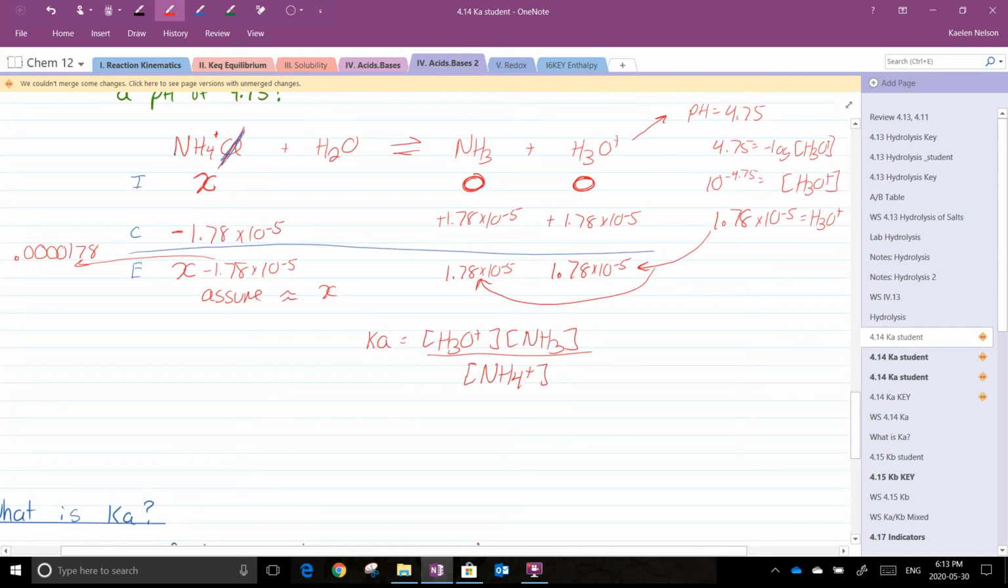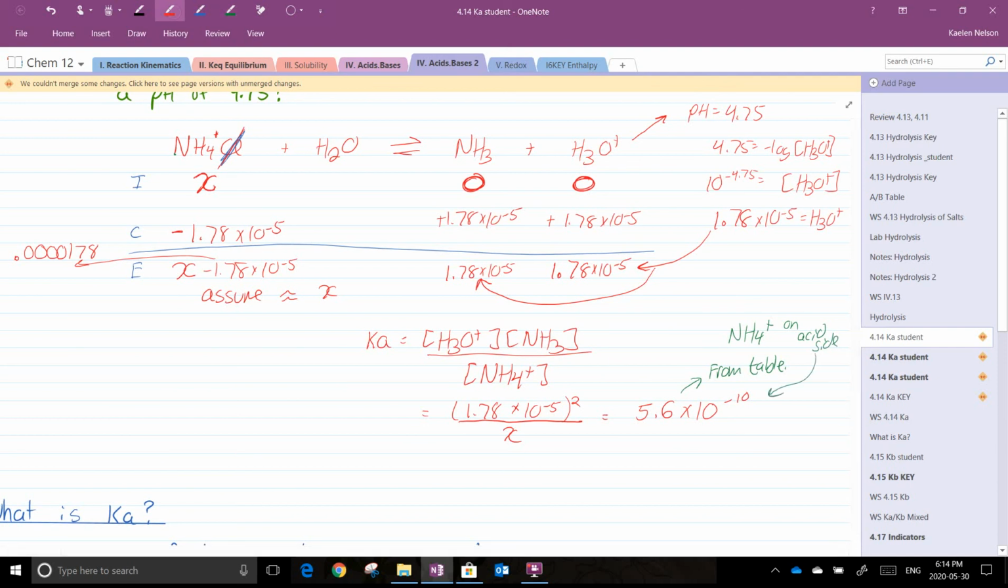Okay, if I fill in what I know, H3O and NH3 are 1.78 times 10 to the minus 5, and I'm going to just put that as a squared. Over x, I don't know that, which means I need to find Ka, so you're going to get Ka from your table. So go to your acid-base table and find this number from the table. You're looking for NH4 plus on the acid side. Okay, so look down your table and get that number.